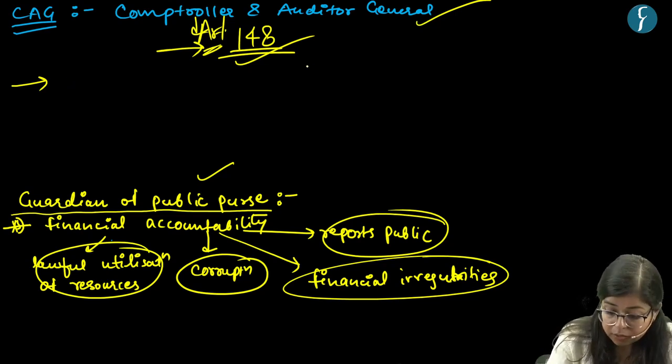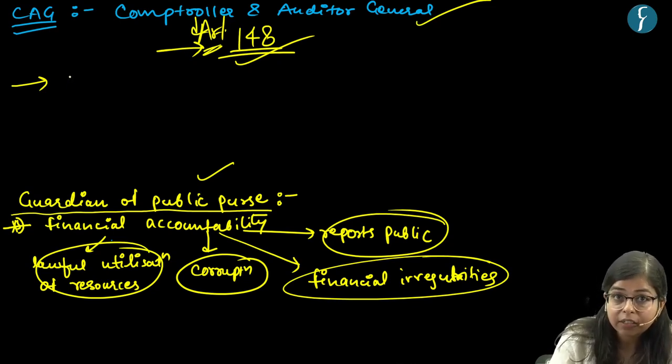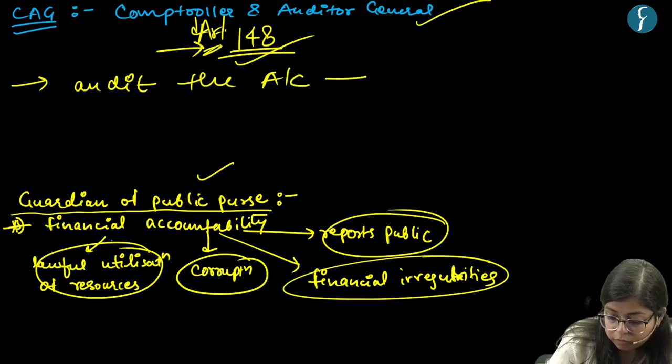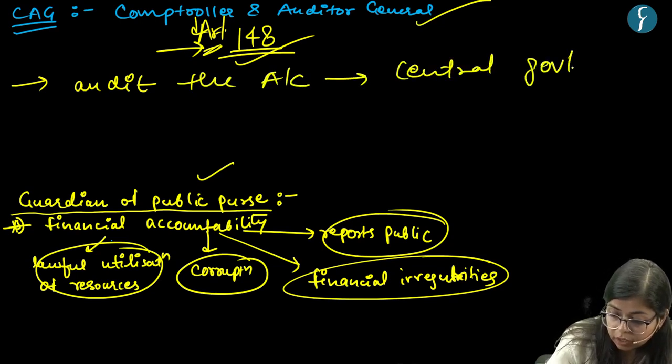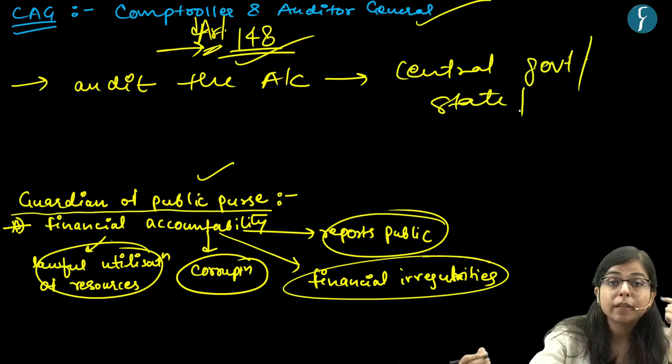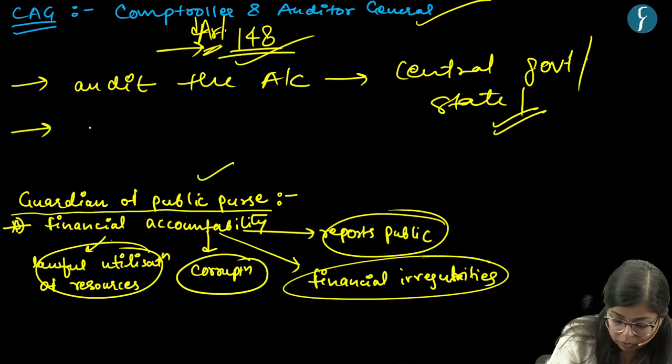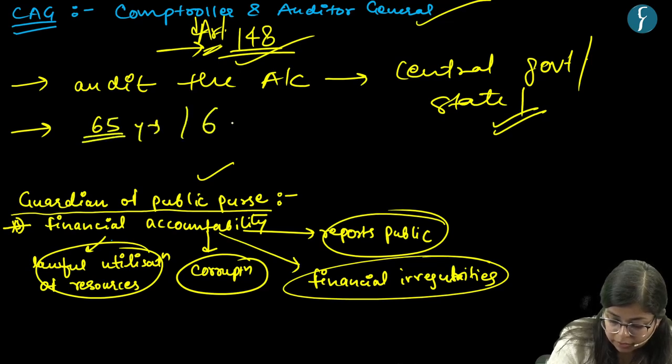Now, how does it do this? Under the powers of Article 148, right? And also the powers from the CAG Act of 1971, CAG has enough power to audit the accounts of central government, right? CAG can audit the accounts of central government, state governments, and various government departments, right? And if we talk about the tenure of CAG, it is 6 years or till the age of 65 years.